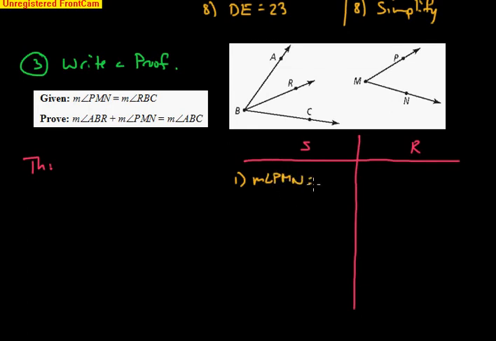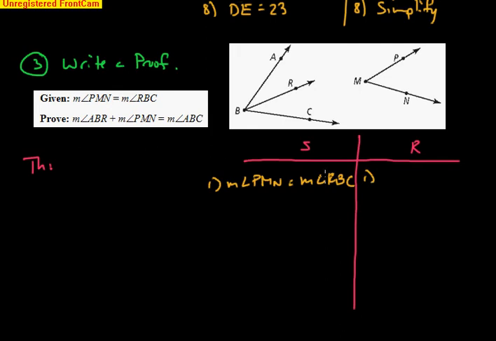The measure of angle PMN equals the measure of angle, shout out to RBC. Let me move that over just a little bit. I wonder if they thought about Twinsburg when they wrote this proof, right? RBC. I was just pausing for your laughter, that's all. So that's why I didn't say anything there.